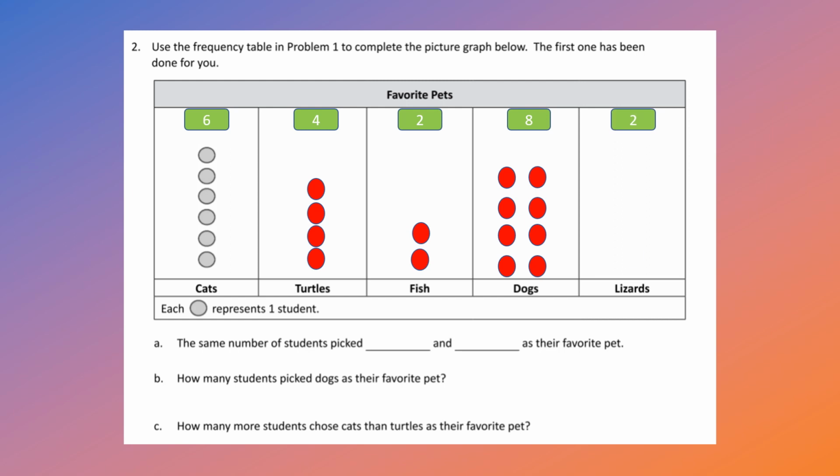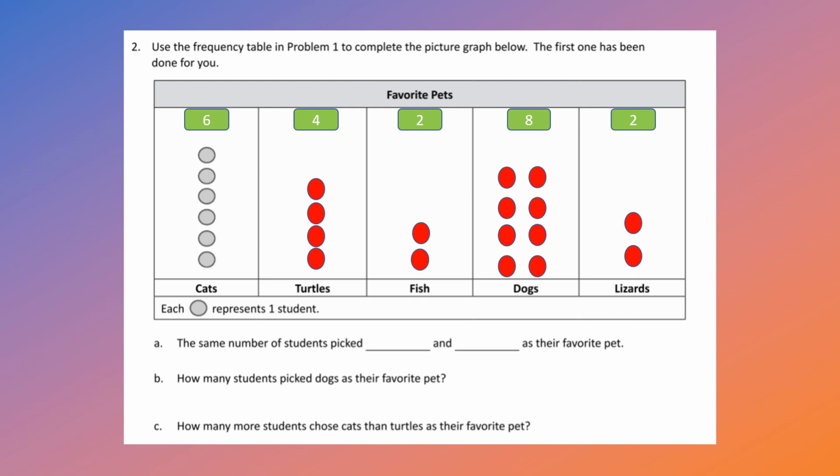Lizards. So all I need is 2 circles. Now, at this point, your pictograph or picture graph should look exactly like mine, right? I put the numbers on top because I like to write the numbers out just to remind myself of what the total of each category is.